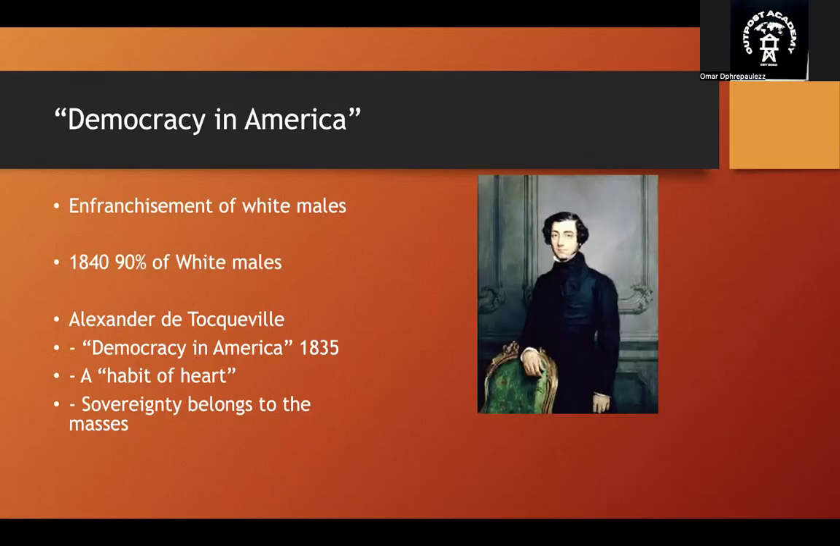So this is the mass enfranchisement of white males during the Jacksonian period. Tocqueville was fascinated by this, and by how United States citizens practice democracy. He saw it as more than just voting. He called it a, quote, "culture of habit," unquote, or a "habit of the heart," as another quote of his had it. That includes activism, participation in civic organizations, actively exercising power, even on a micro level, like electing the dog catcher, and the idea of sovereignty belonging to the masses. He found this quite revolutionary, quite progressive, and quite appealing.